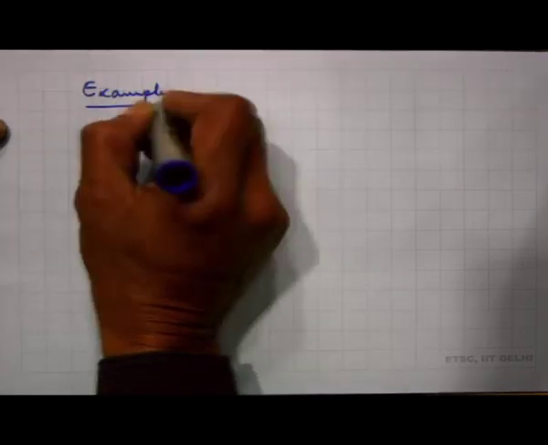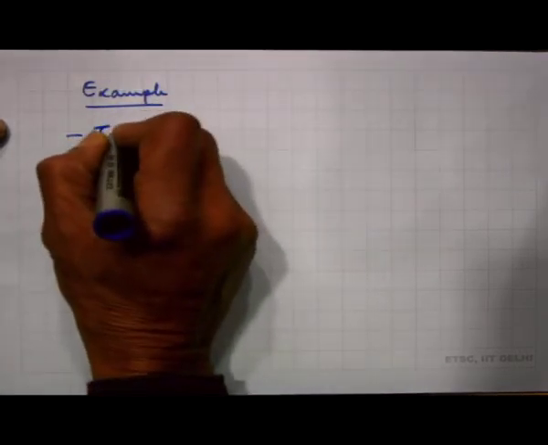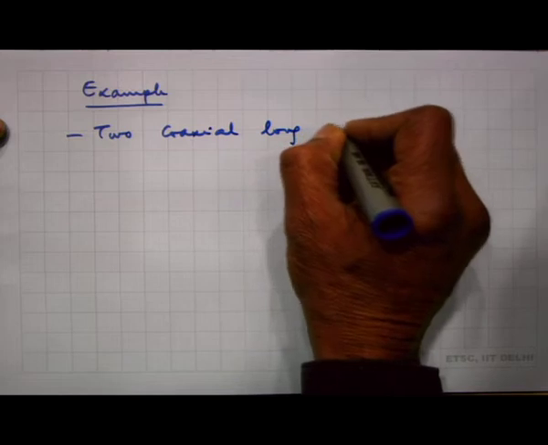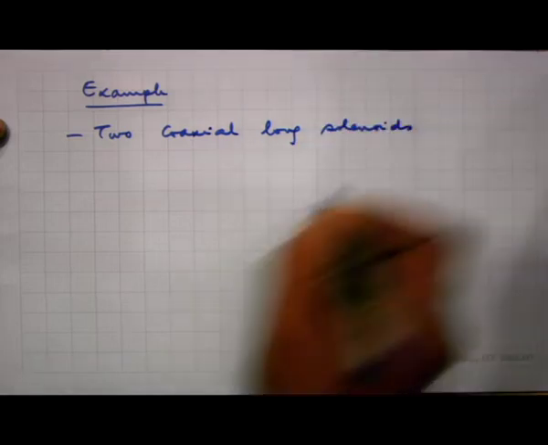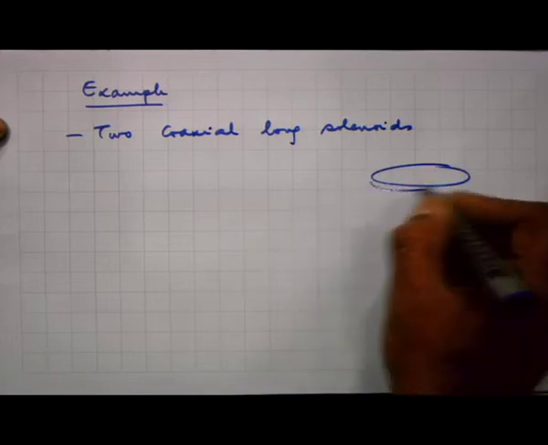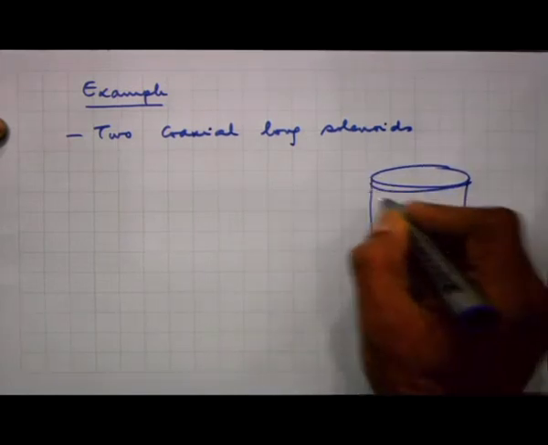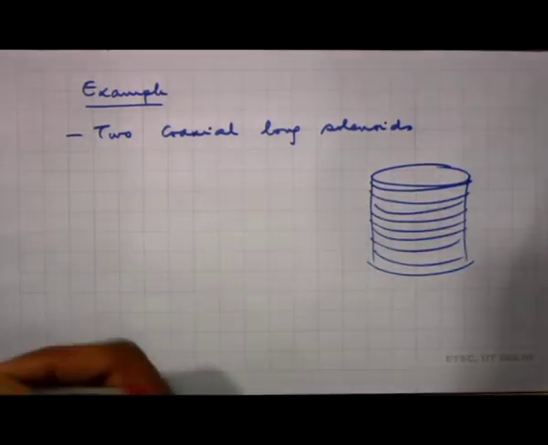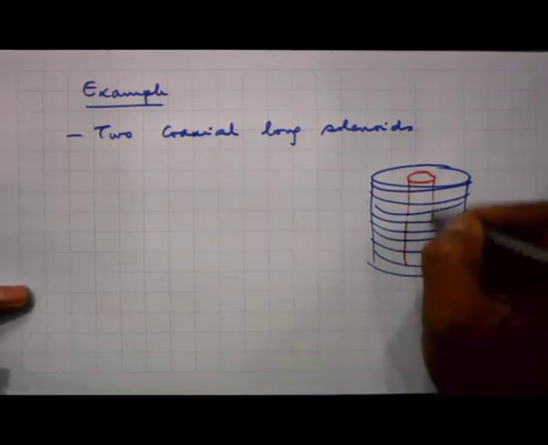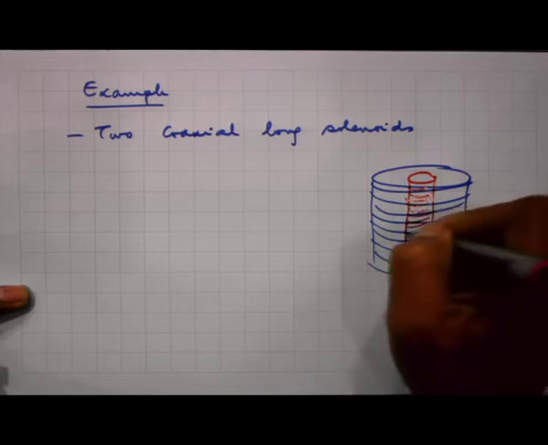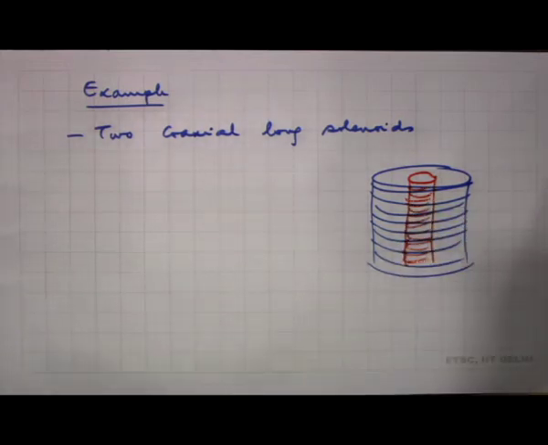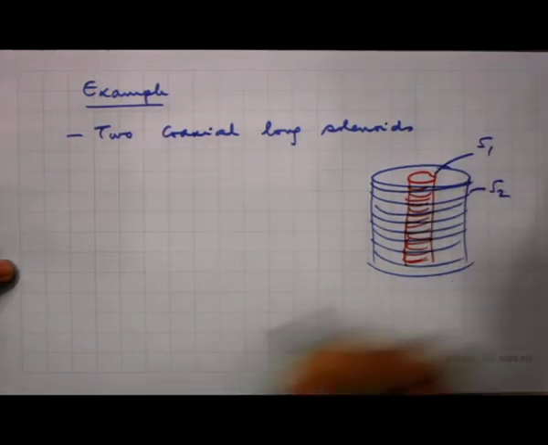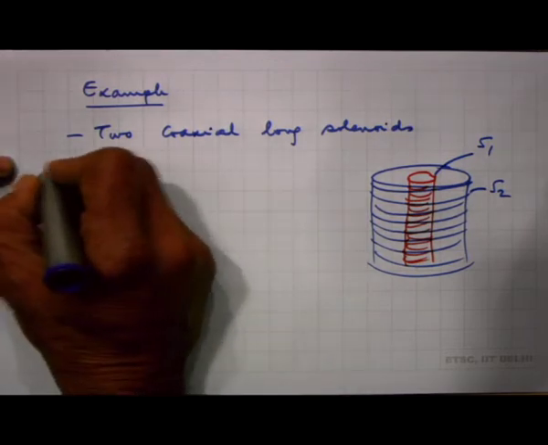To understand mutual inductance, let me look at an example of two coaxial long solenoids. So, I have one big solenoid like this with the coil, and I have another solenoid inside with another coil here. Let me call this solenoid S1, this solenoid S2.